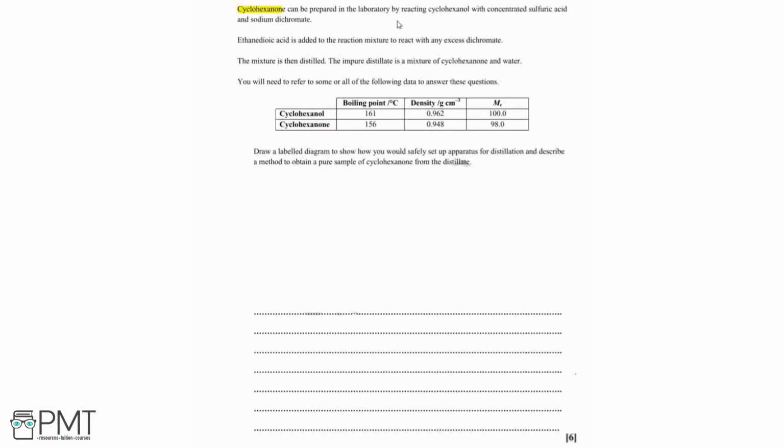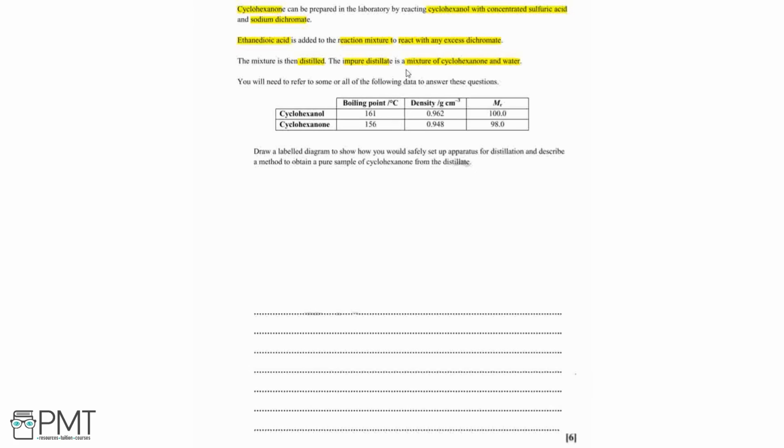Cyclohexanone can be prepared in the laboratory by reacting cyclohexanol with concentrated sulfuric acid and sodium dichromate. Ethane dioic acid is added to the reaction mixture in order to react with any of the excess sodium dichromate. This mixture is then distilled, and the impure distillate is going to be a mixture of cyclohexanone and water.